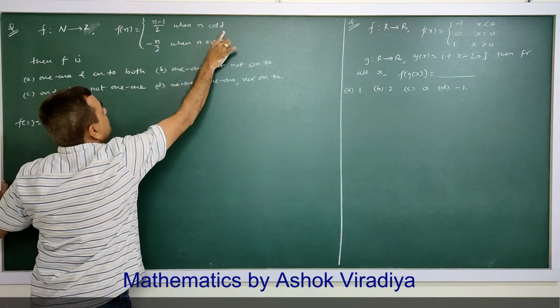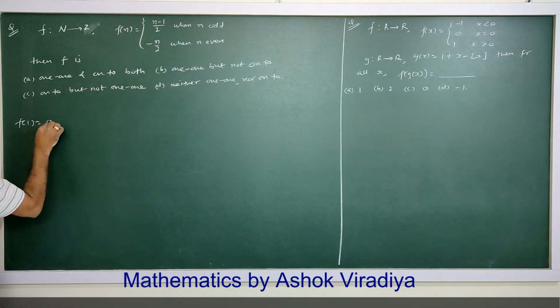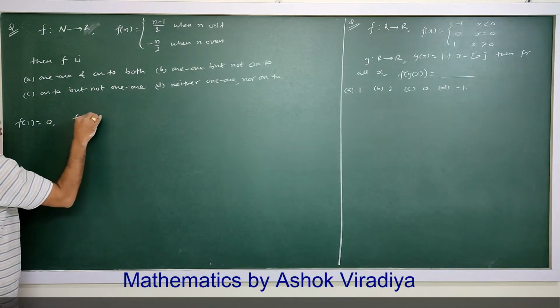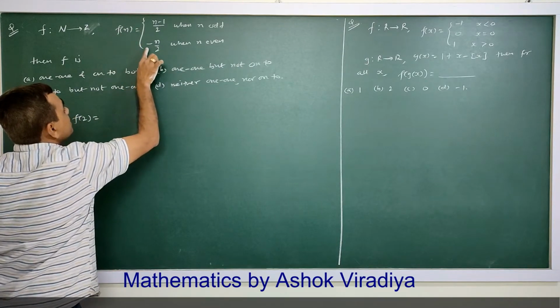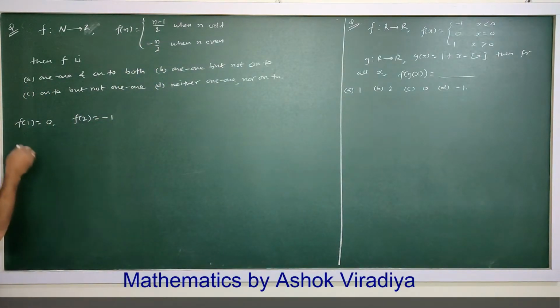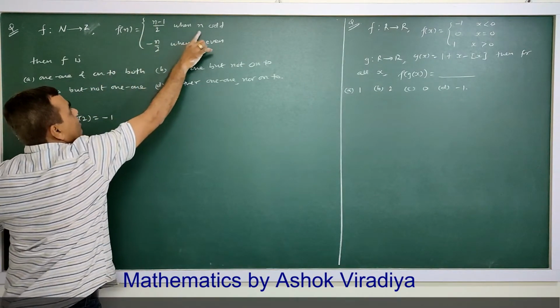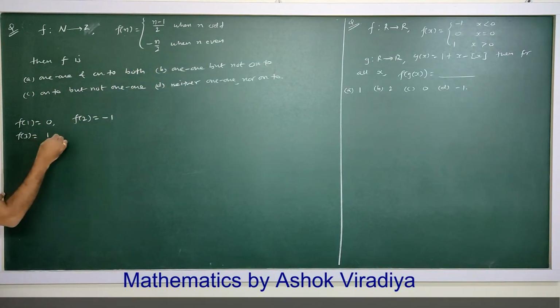In this formula, first I will put 1. 1 is odd. So the image of 1 is (1 minus 1) by 2, that is 0. Then I will put 2. 2 is even. So f of 2 is minus 2 by 2, that is minus 1. f of 3. 3 is odd. So (3 minus 1) by 2, that is 1.